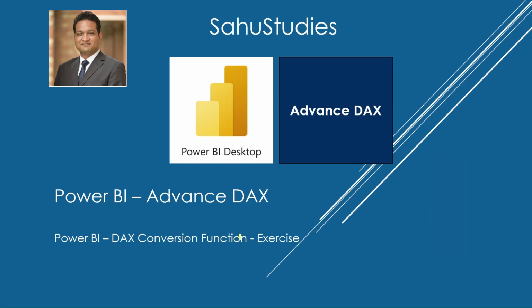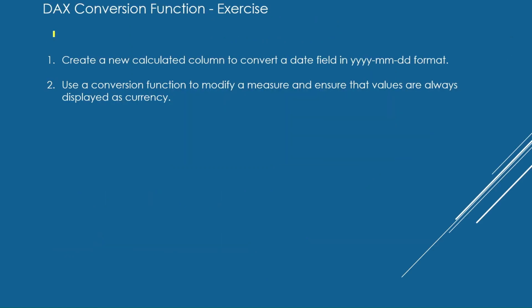In this video, we are going to do an exercise on conversion functions in Power BI. So what I am going to do in this exercise, first I am going to create a calculated column to convert a date field in this format, YYYY, MM and DD. The second thing which I am going to do is I am going to use a conversion function to modify a measure and ensure that the values are always displayed as a currency with the help of a currency function. So these two things we are going to do in this exercise.